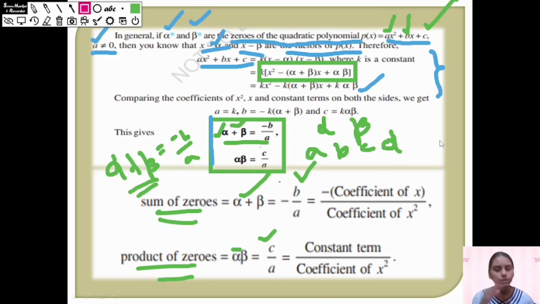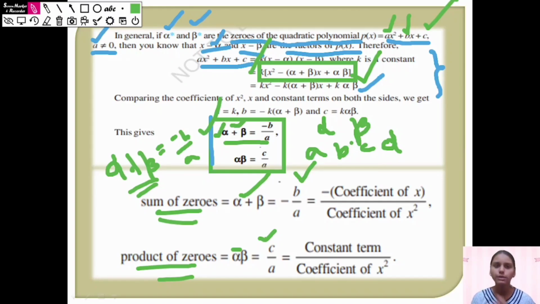But if they give you the zeros of a polynomial and ask you to find the equation, how will you find it? This is the way you should find it. So remember this also. Write it and practice very well: k into x square minus alpha plus beta into x plus alpha beta. These are the things you need for your exam. I hope you are able to understand what I'm telling.